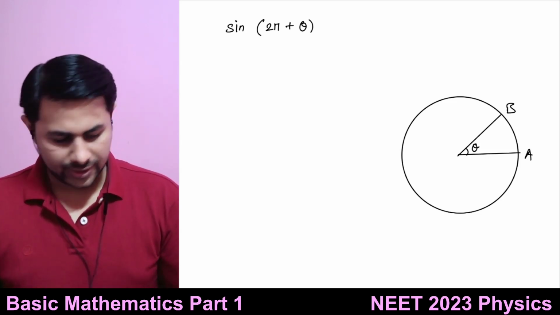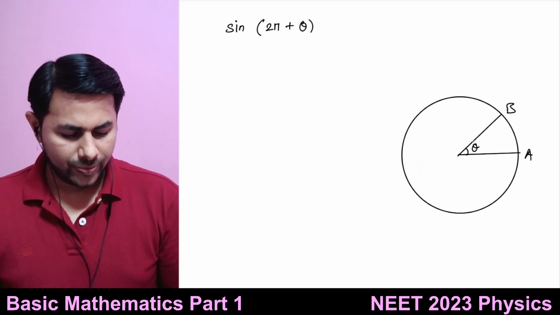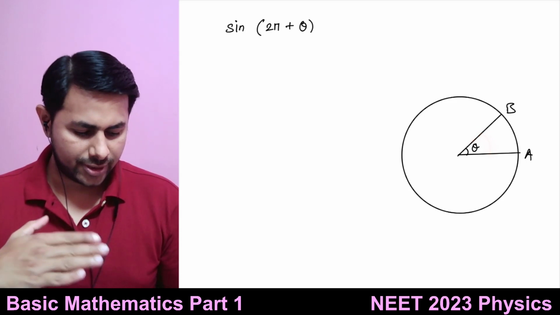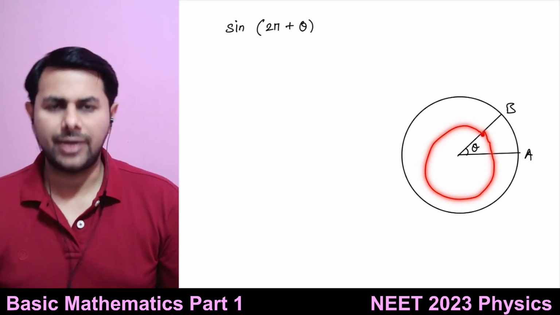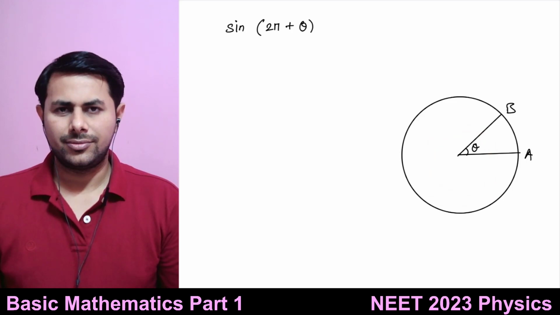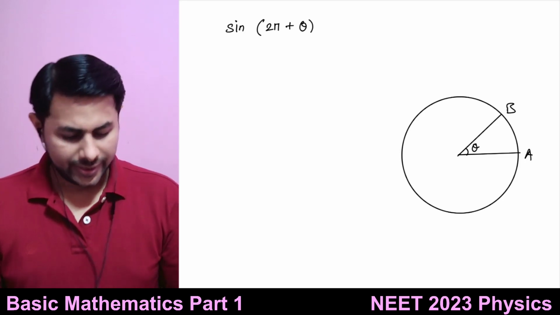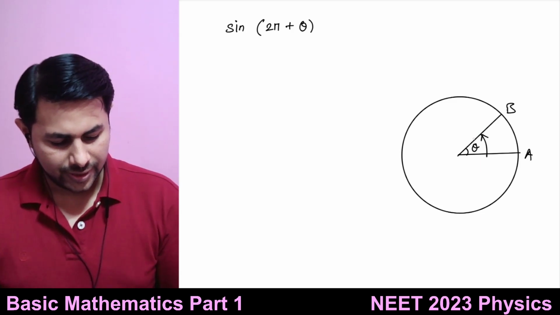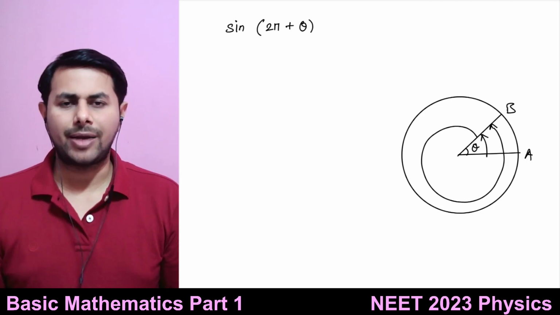So how much is 2 pi? 2 pi is 360 degrees. So if I add 2 pi to this theta, let's say I go from A to B, I have rotated the radius with angle theta. Then I go from that position to the same position. So how much angle have I added? 2 pi, right? So this much rotation plus one complete rotation. So the total angle will be 2 pi plus theta.